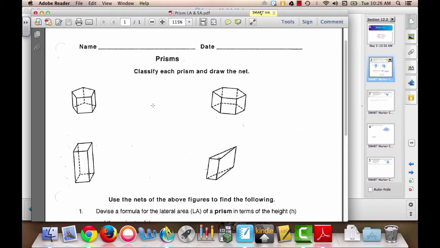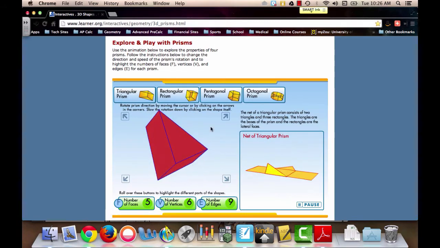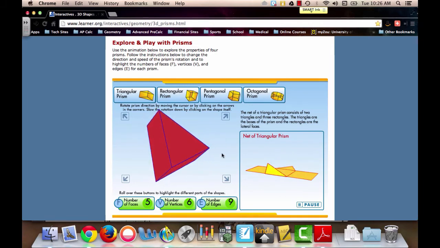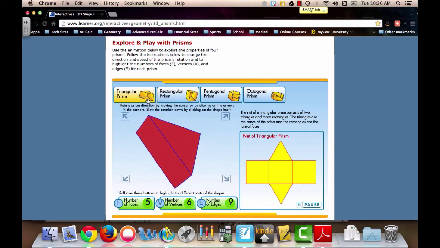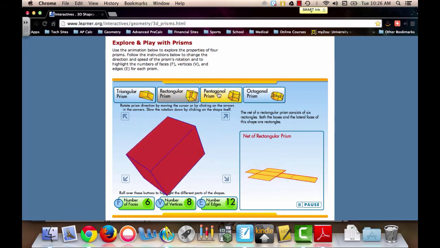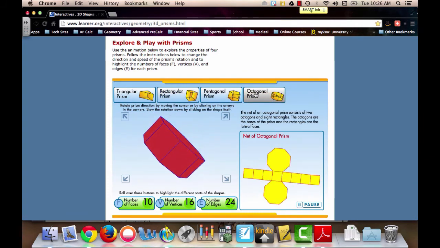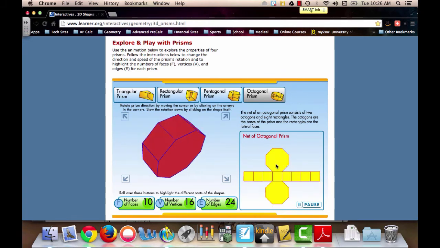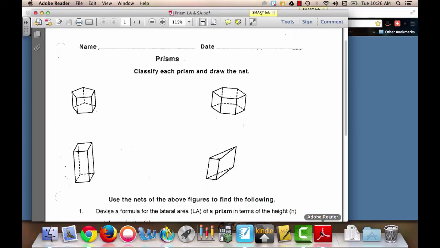I also would like you to draw a net. When you open up the web link and scroll down, you get to this activity here. This takes different types of prisms: triangular prism, rectangular prism, pentagonal prism, octagonal prism, and shows you a picture of the 3D that you can rotate on your own, and the net, which will open and close for you. Use this as a guide for filling out the nets for these 4 prisms. So I want you to classify each prism and draw the net.